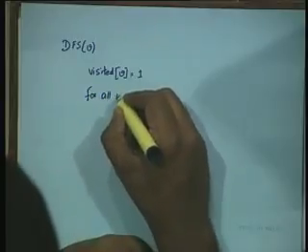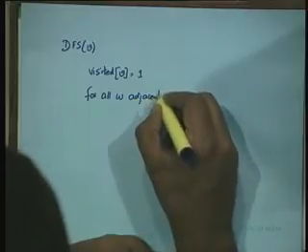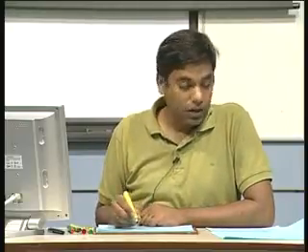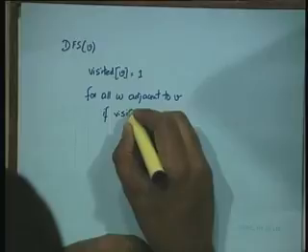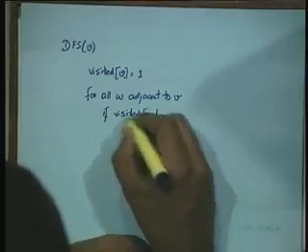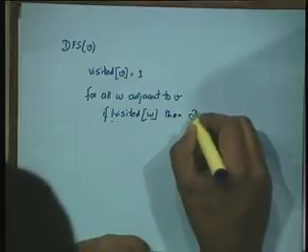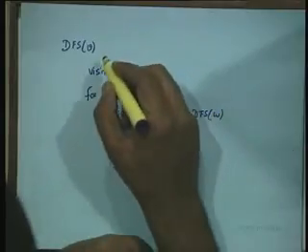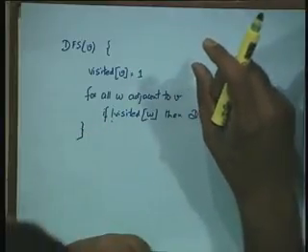For all W adjacent to V. He was saying children of V, there is no notion of children of a node in a graph. So, for all W adjacent to V, if not visited W, then DFS V W, that is it. Yeah, that is what we said our DFS procedure is.